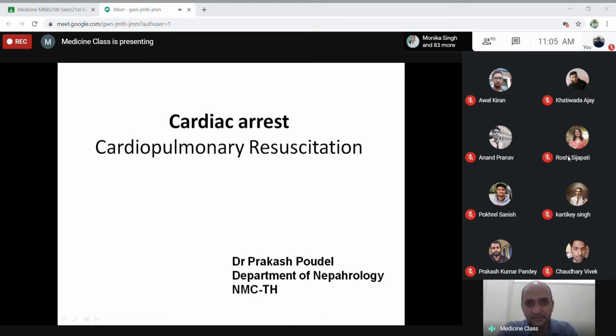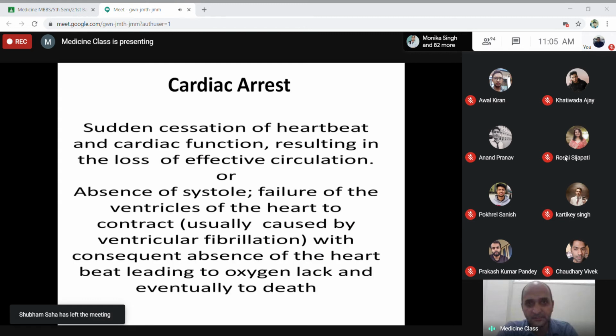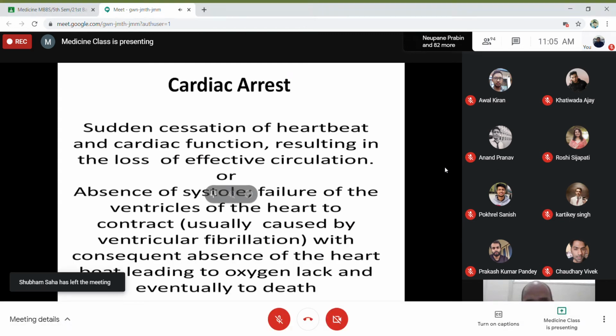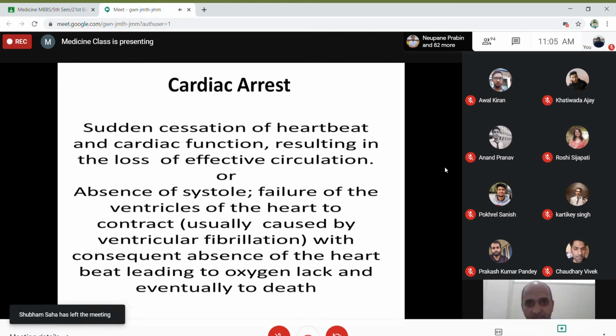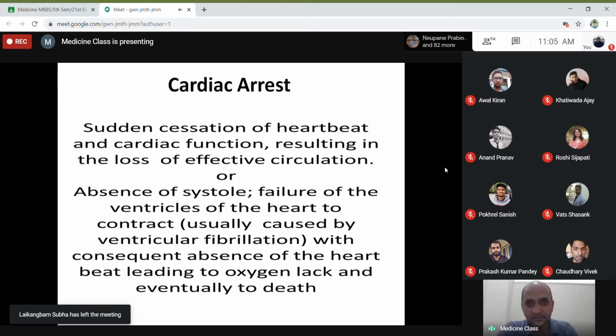heartbeat and cardiac function, resulting in the loss of effective circulation or absence of systole, failure of the ventricles of the heart to contract, usually caused by ventricular fibrillation, with consequent absence of the heartbeat, leading to oxygen lack and eventually death.